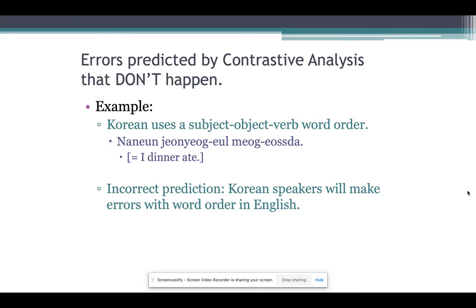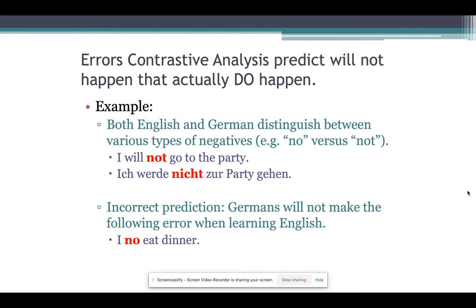Likewise, there are certain errors that CAH predicts will not happen, but do happen. For example, Manfred Pienemann, in his research on this topic, found Germans learning English negatives such as "not went" go through the same predictable stages as Spanish speakers do, even though German negatives are almost identical to English negatives, unlike Spanish negatives, which are very different.